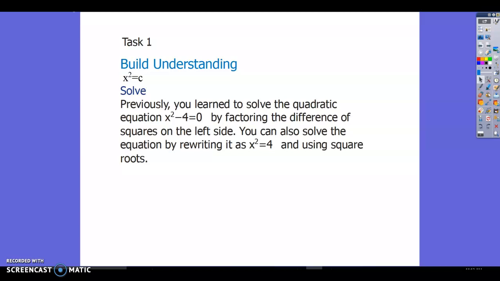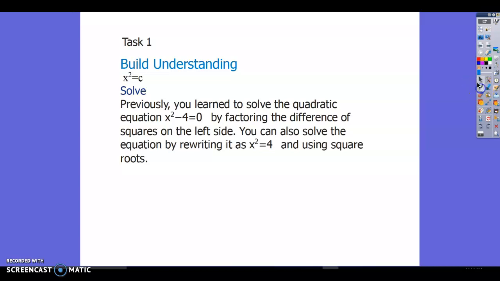Lesson 18.1, Task 1. All right, build understanding. X squared equals C. Previously you learned to solve the quadratic equation x squared minus 4 equals 0 by factoring the difference of squares on the left side. Then you use the zero product property to solve it. You can also solve the equation by rewriting it as x squared equals 4 and using square roots.